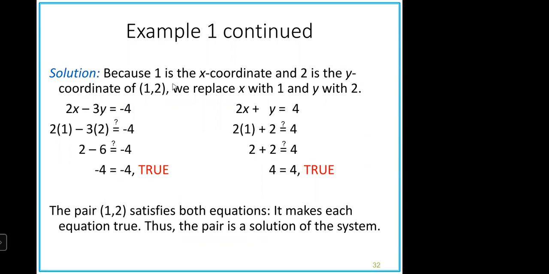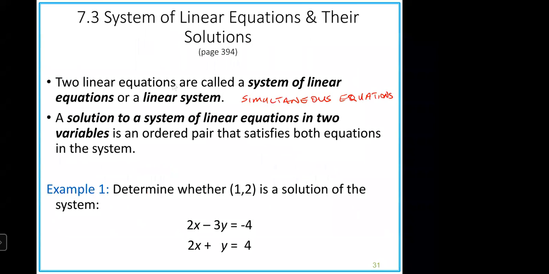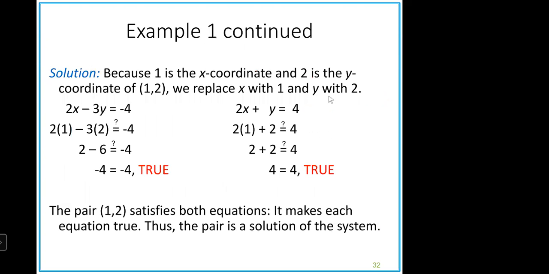So when we find a value that satisfies both, we're actually looking for a solution for those equations. And that's why in some books, especially the British books, they use "simultaneous equations." Simultaneous means at the same time. This solution satisfies both of these equations at the same time. Okay, it satisfies both.